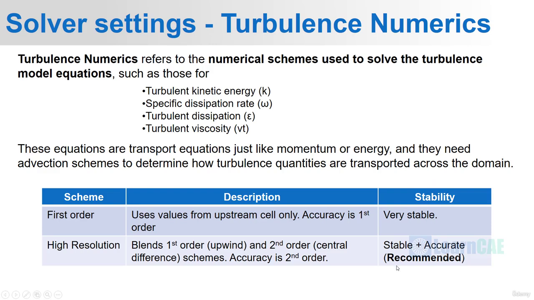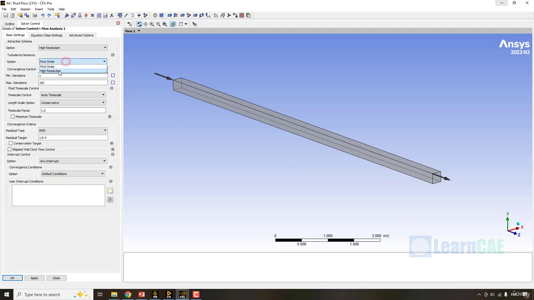It is both stable and accurate. It is recommended for common CFD analysis. Here we shall choose high resolution. Next, for the convergence control, we can specify around 300 to 400 iterations. This is based on the convergence criteria. If the solution is not converged within 400 iterations, we can further increase it to 500 or 1000 iterations based on the necessity. Next, we shall see about time scale and length scale options.